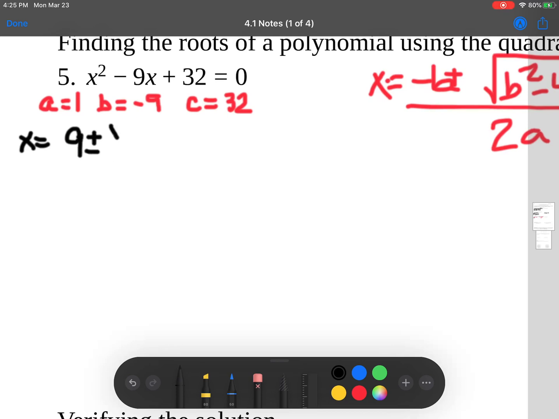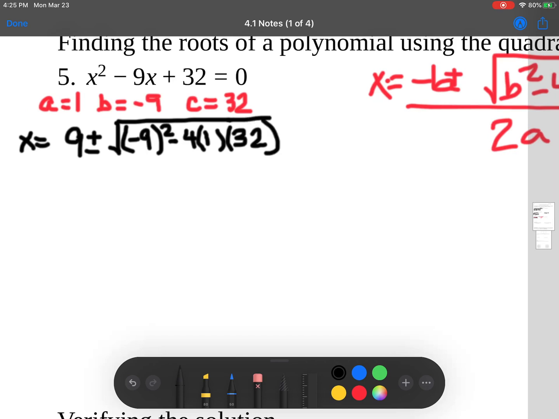plus or minus the square root of negative 9 squared minus 4 times our a term, which is 1, and times our c term, which is 32. And we divide that whole thing by 2 times our a term, which is 1.